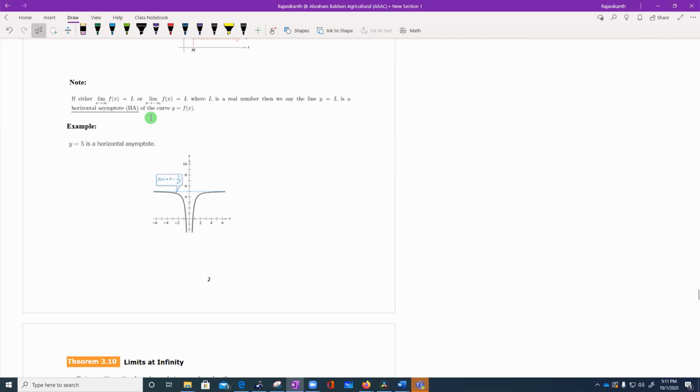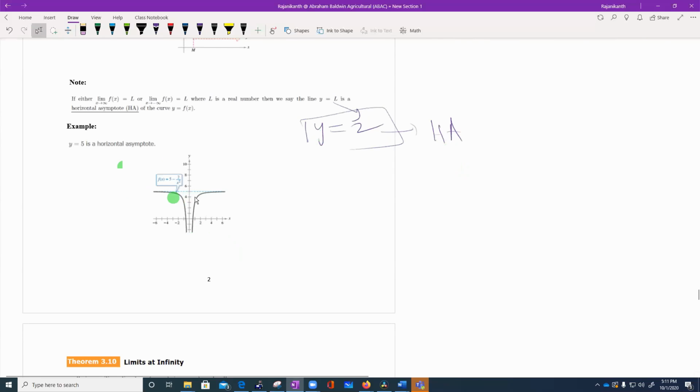So you are looking for the y values, good values. That value is called, that value with the line. For example, if L is 2, then this line y equals 2 is called the horizontal asymptote of the given function y.